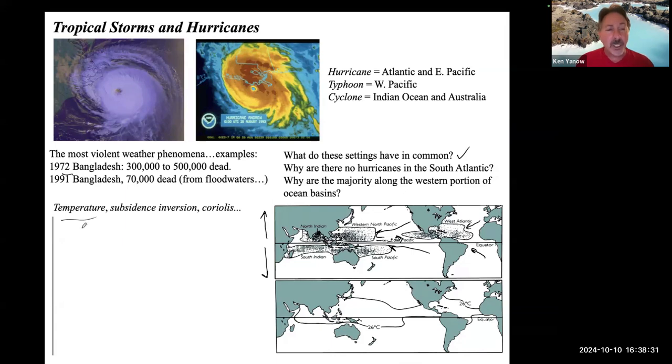The next question, what else do they have in common? Well, temperature is hugely important. You need to have a minimum sea surface temperature of around 26 degrees centigrade. That is equivalent to around 80 degrees Fahrenheit. And we're not just talking about this temperature at the surface, but you're going down to at least 100 feet or so. So this warmth has to travel down extensively.